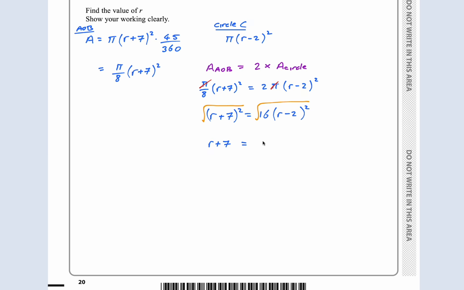Square root of 16 is 4, and the square root of this squared is r minus 2. Okay, so this is a much nicer way than if I actually multiply out the brackets. So this is r plus 7 equals, let's multiply out this, 4r minus 8. I'm going to leave the r over here. So this is 4r minus this r.